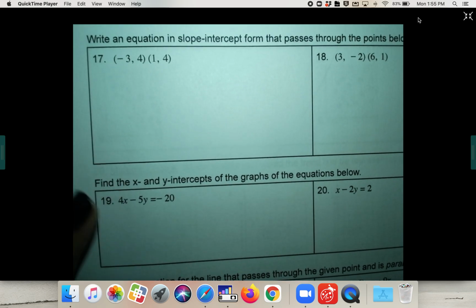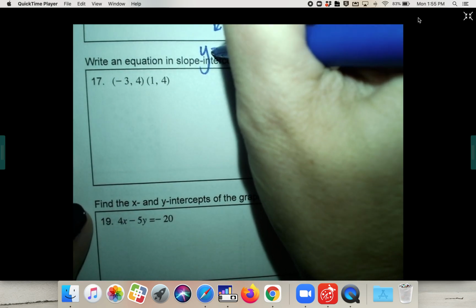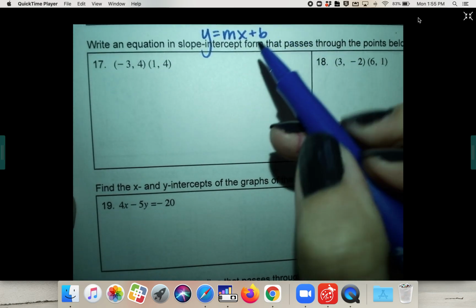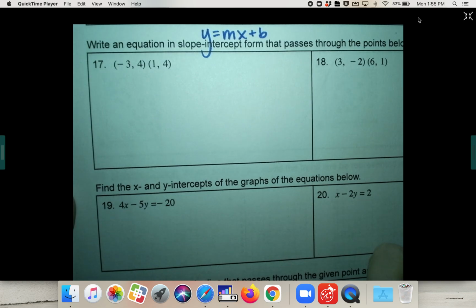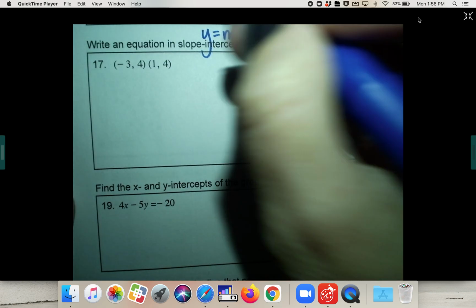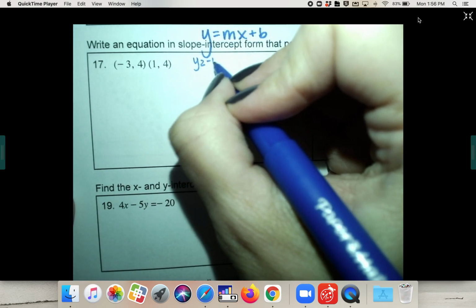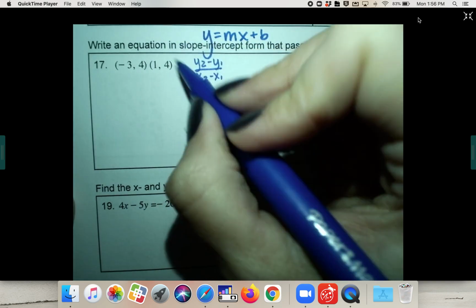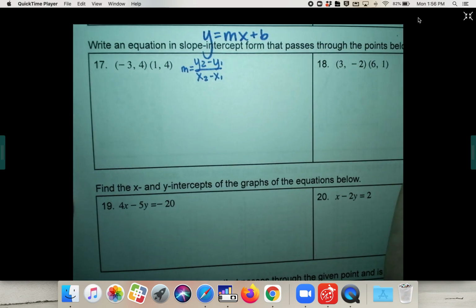Okay, cool. Well, we know that slope-intercept form is y equals mx plus b. So we need to find both the m and the b. We have neither. We just have a couple of points. So let's start by finding the m. If you forgot how to find the slope from 2 points, once again, it is y2 minus y1 over x2 minus x1. And that's just to find the m. So we're going to work this all out, and it'll give us half of our equation.